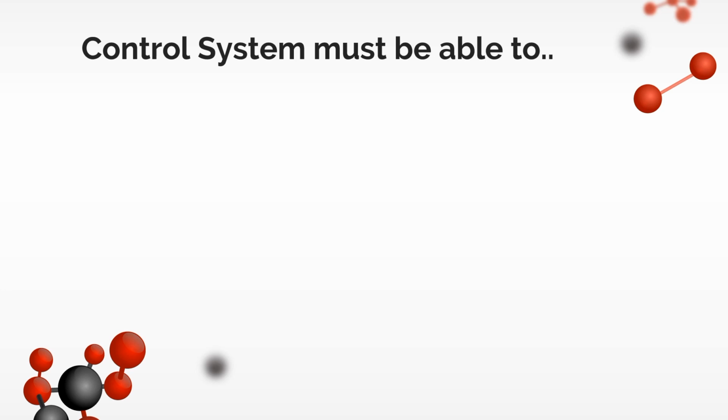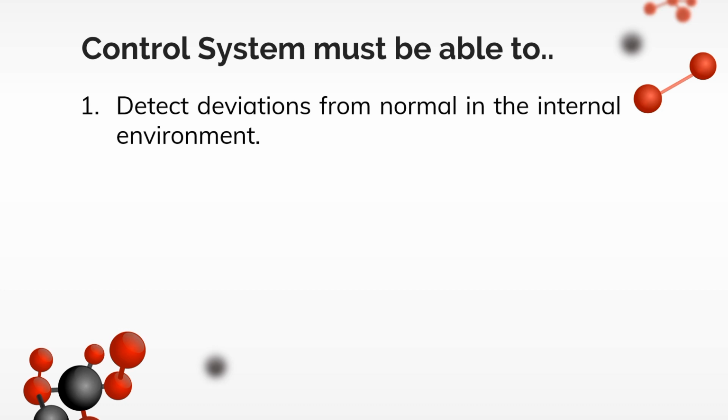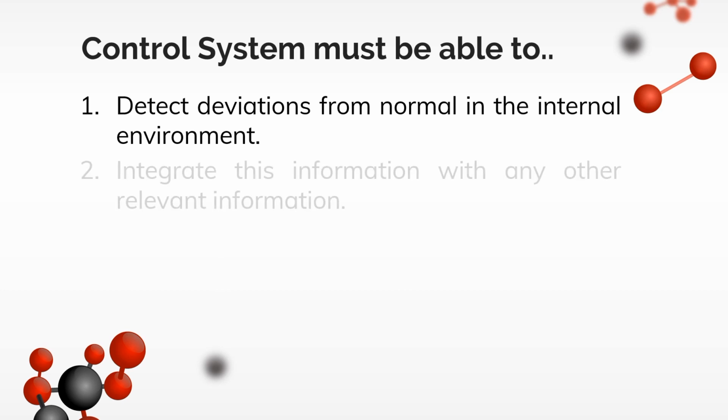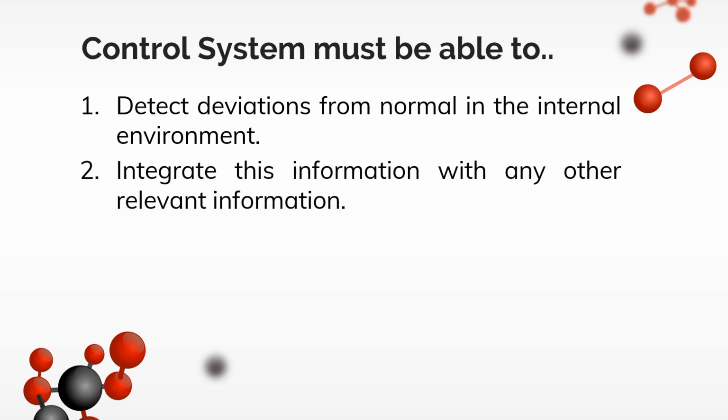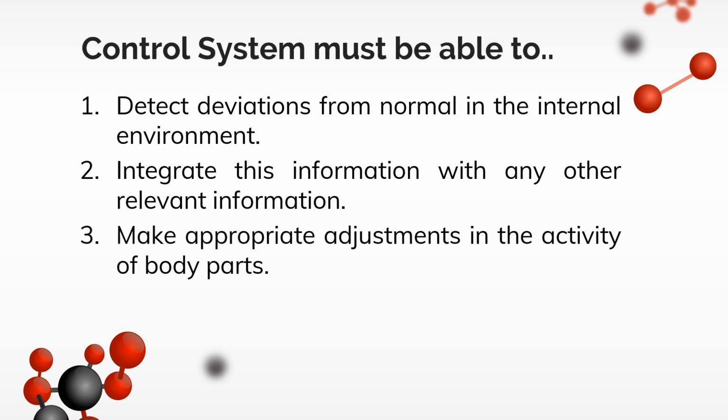In order to maintain homeostasis in the human body, the control system must be able to detect deviations from the normal in the internal environmental factor that needs to be held within narrow limits. It must be able to integrate this information with any other relevant information. It must also be able to make appropriate adjustments in the activity of the body parts that are responsible for restoring this factor to its desired value.